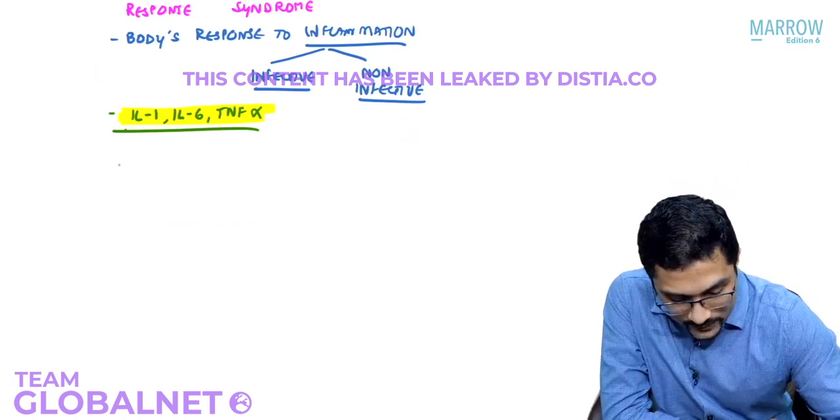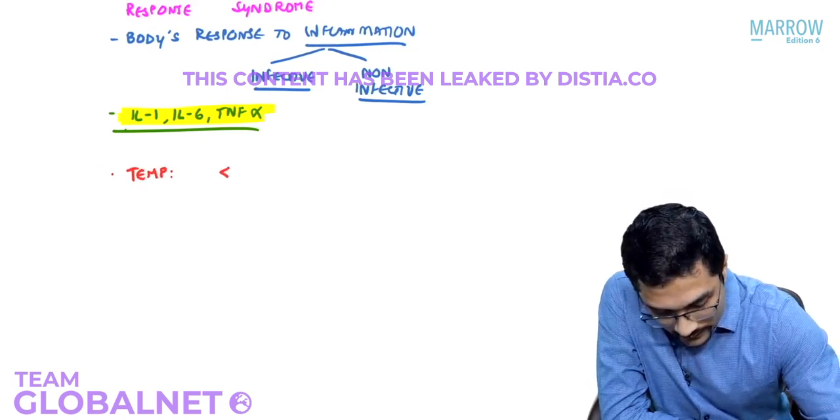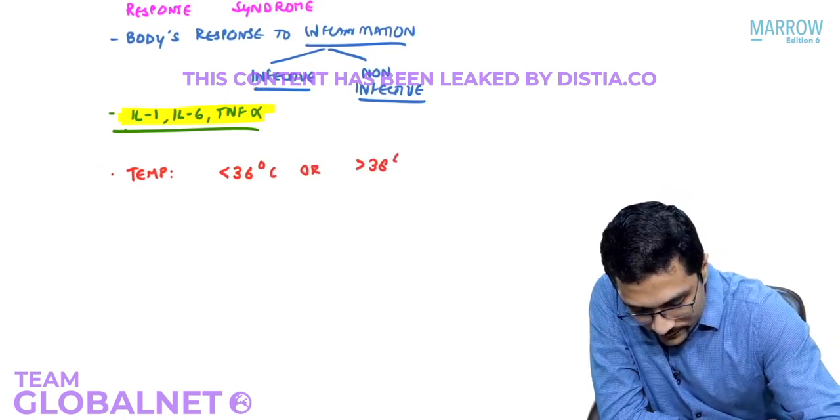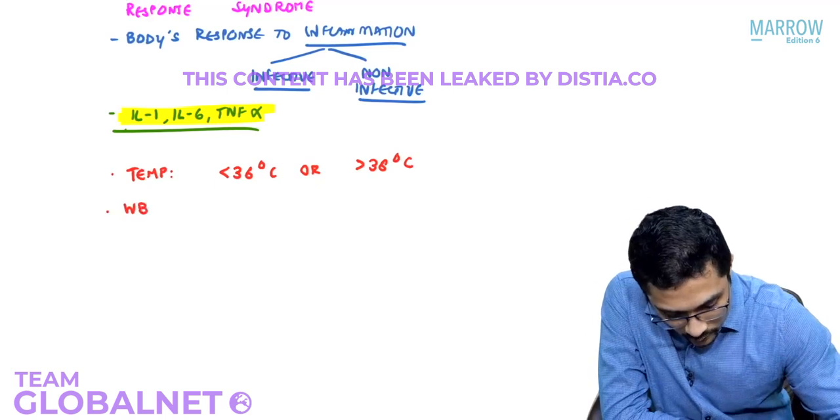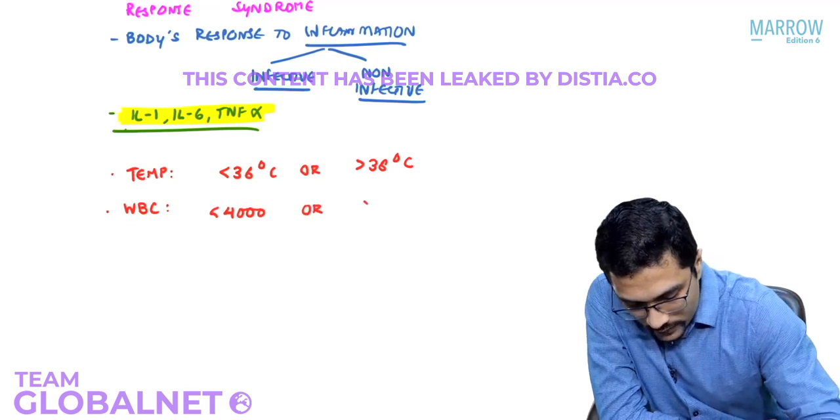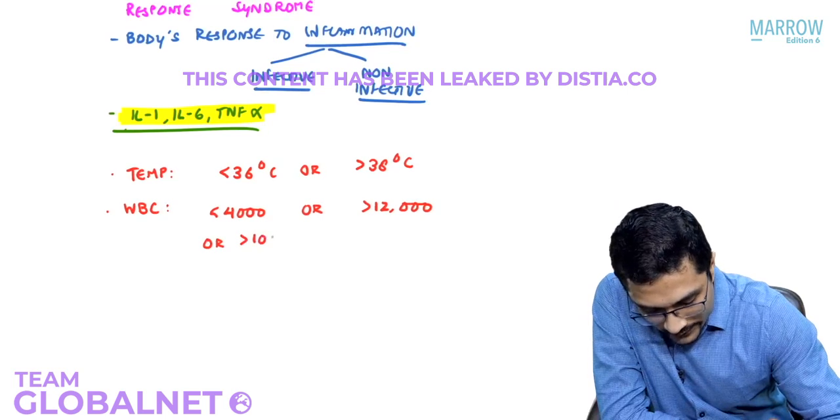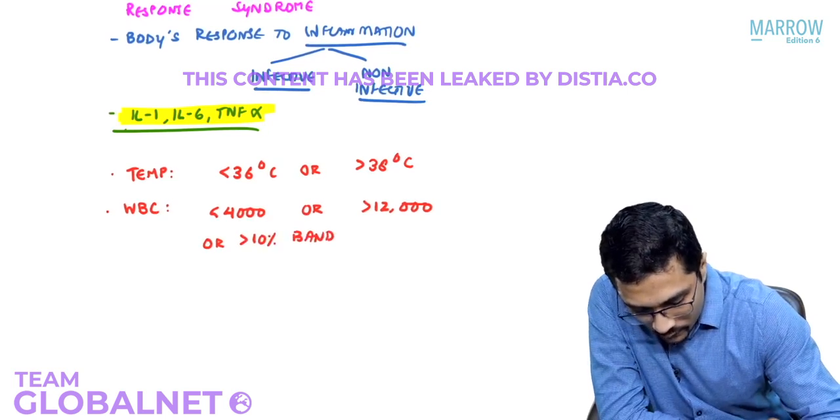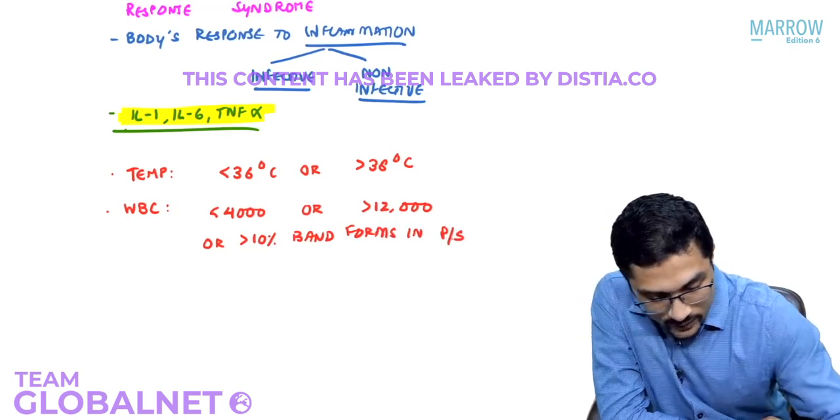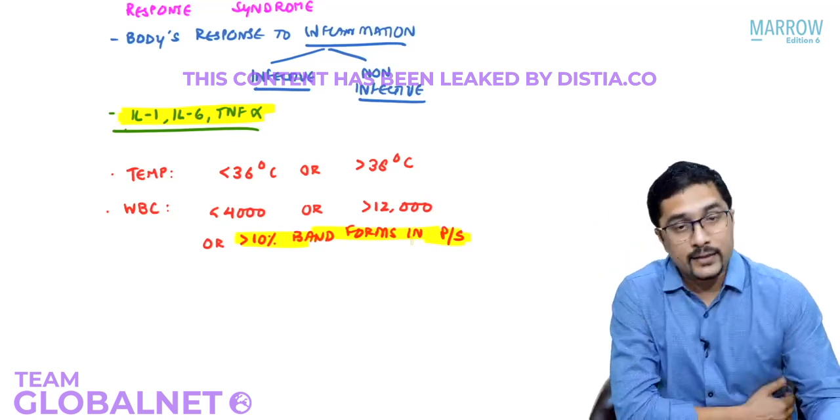What are the parameters? The parameters are temperature less than 36 degrees centigrade or more than 38 degrees centigrade, WBC count less than 4,000 or more than 12,000, or more than 10% band forms in peripheral smear. This last one is something which students forget. So please make sure you don't forget this. This has been asked in the UPSC exam many times.